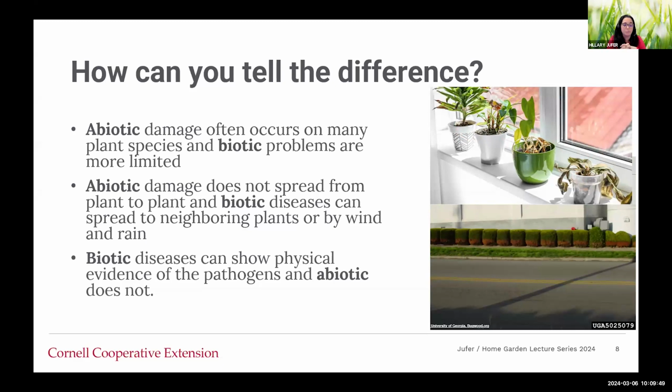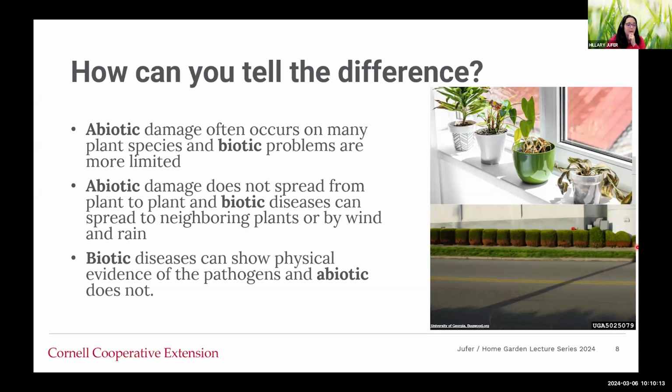So we're thinking it's most likely abiotic, and it could be, again, overwatering or underwatering. That kind of thing would cause this problem. So abiotic damage does not spread from plant to plant, whereas biotic damages can spread through plants next to each other or in the neighborhood by wind, by rain, that kind of thing.